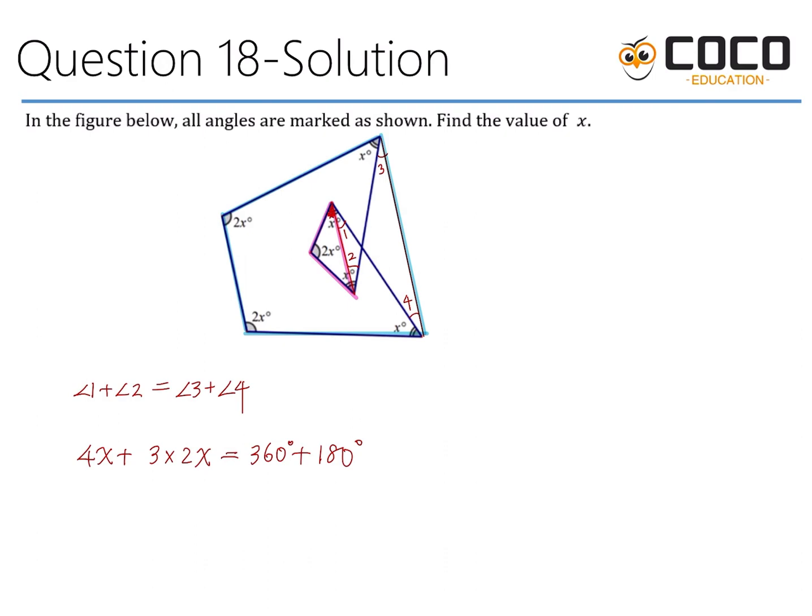Okay, let me highlight the angles. So those from the outer layer, this is 360. So added together, 4x plus 6x, this 10x equals to 540. Divided by 10, x equals to 54.